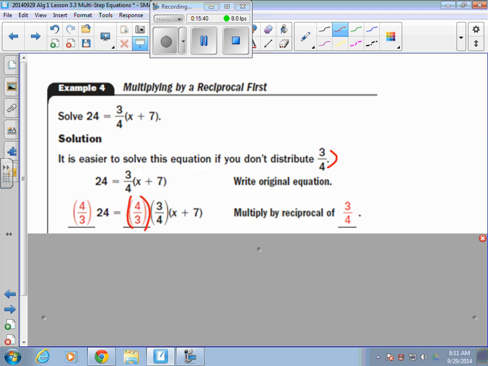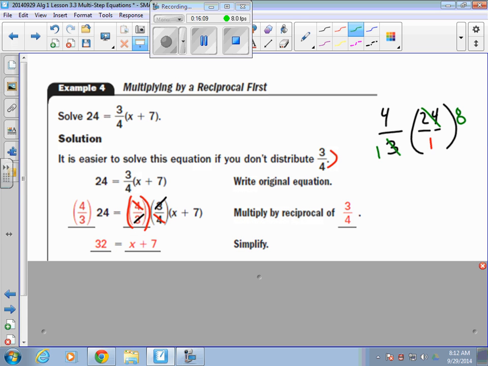It'll cancel out. 4 and 4 cancel out, and 3 and 3 cancel out. So you're left with x plus 7 on the right. But if you multiply the right by 4/3, you have to do the same thing to the left. 4/3 times 24. What can we put 24 over? Over 1. So the number 3 goes into both of these. You can cross cancel. It goes into itself once and into 24 8 times. So when we have that, we have 4 times 8 straight across, which gives us the number 32.